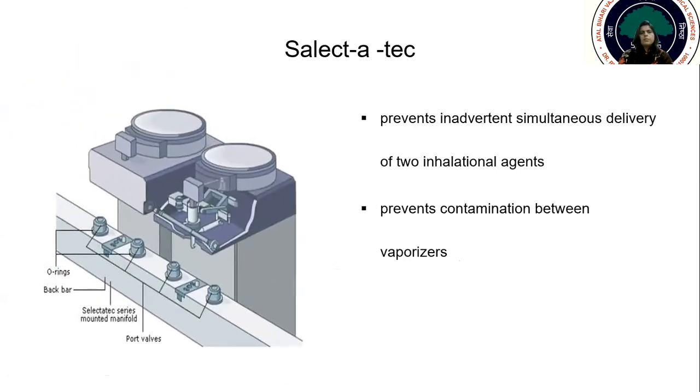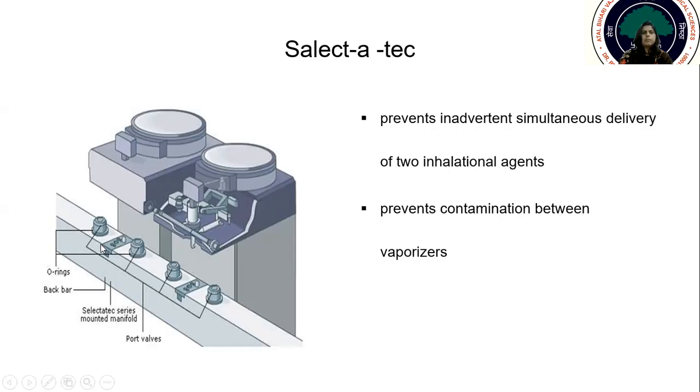Now coming to the selectatec system. What is this selectatec system? This is specifically for Tec vaporizers, to prevent the inadvertent simultaneous delivery of two inhalational agents, and also to prevent contamination between the vaporizers. You can see there's a rear protrusion on the vaporizer, and in the rear at the back side there will be holes which correspond to these protrusions and will fit into them.